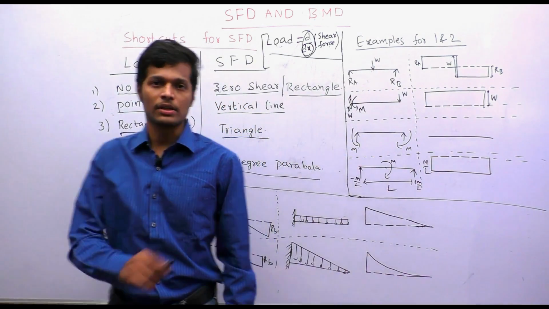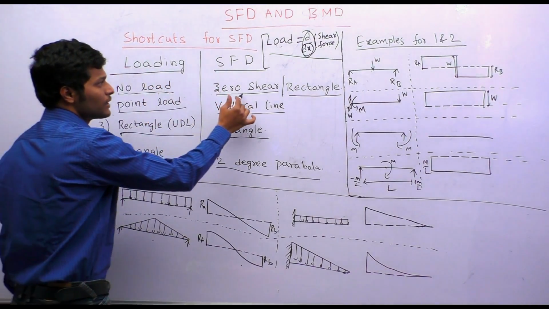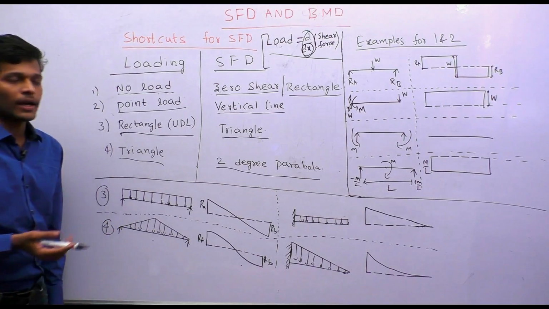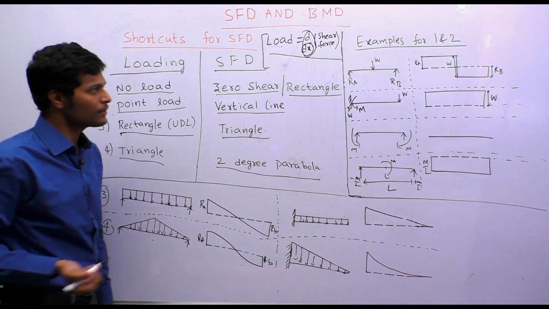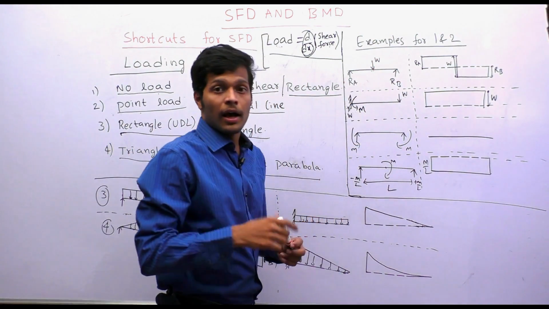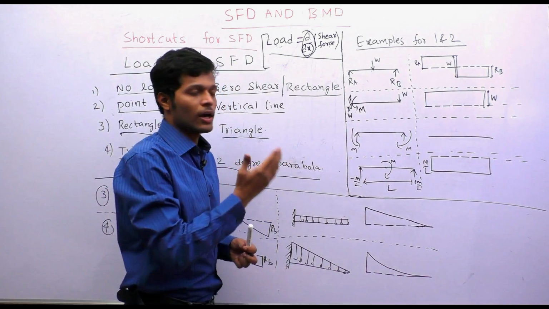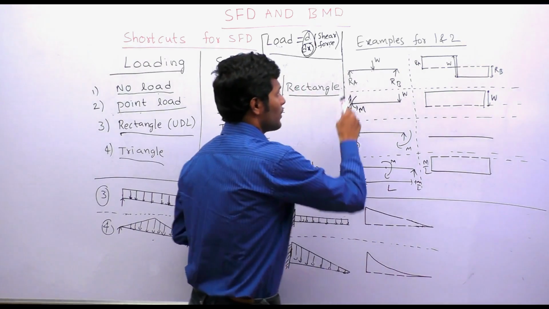Okay. Now we will see examples to apply all this. So if there is no load, then there is a 0 shear or rectangle, and if there is a point load, there is vertical line. Let us see. So consider this loading diagram. I am telling the shortcuts to draw the shear force diagram from left to right. Okay. So from left I am starting.